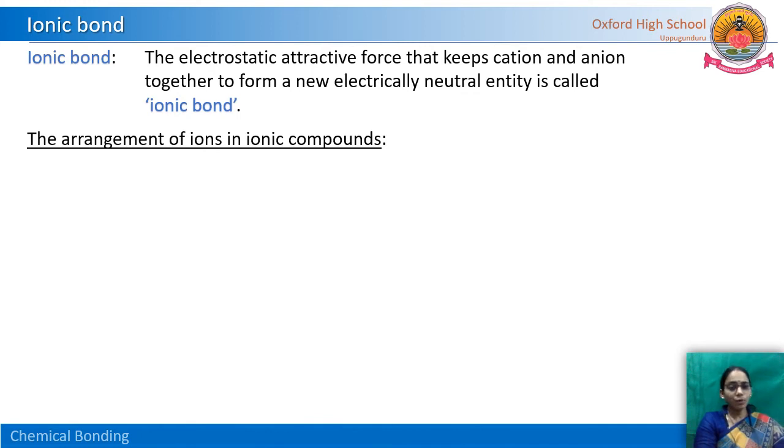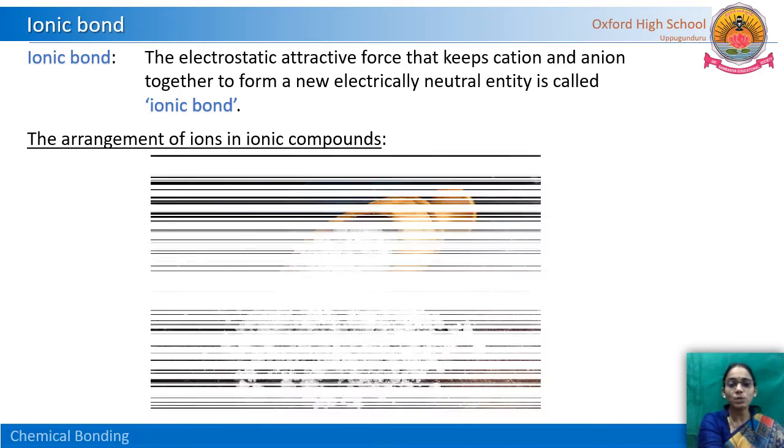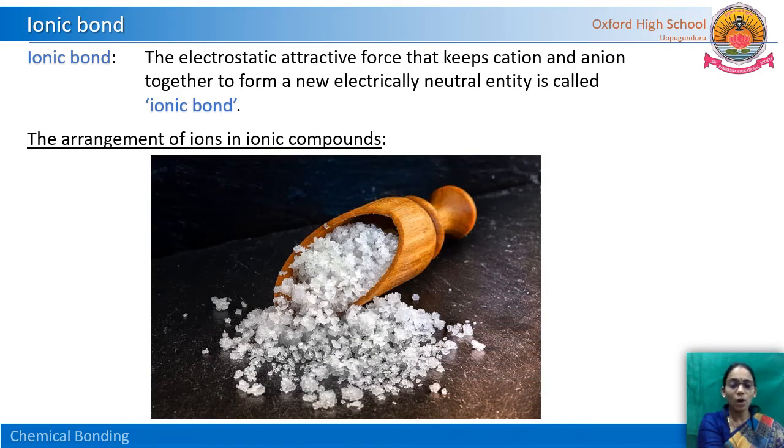Okay, now we know how the cations and anions are formed. Ion formation you have learned, but have you got the doubt of how these ions are arranged? Is there any particular arrangement in ionic compounds? Until now we have discussed magnesium chloride and disodium oxide, but we know one common ionic compound that we see regularly, which is sodium chloride. It is a common ionic compound.